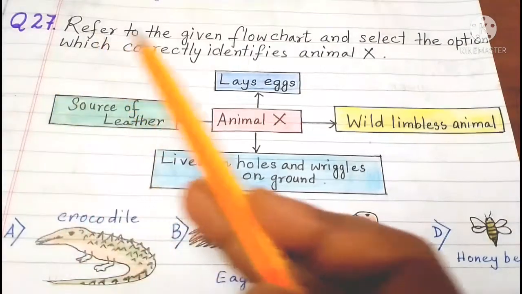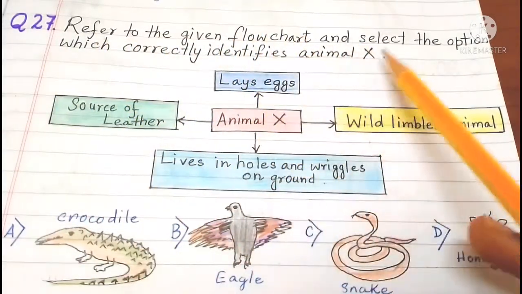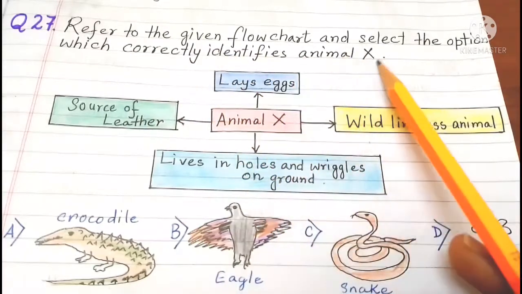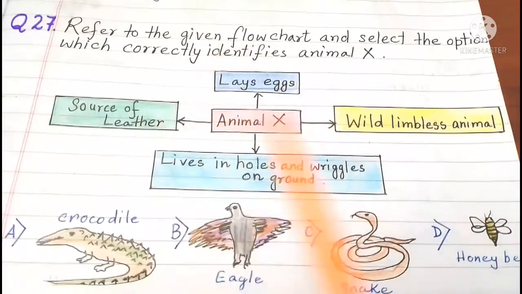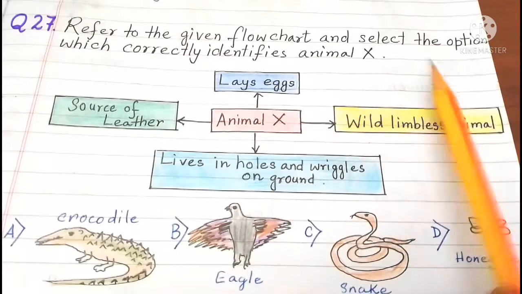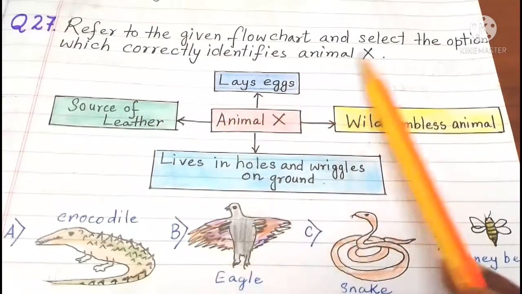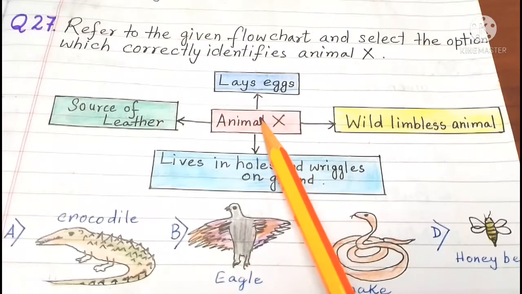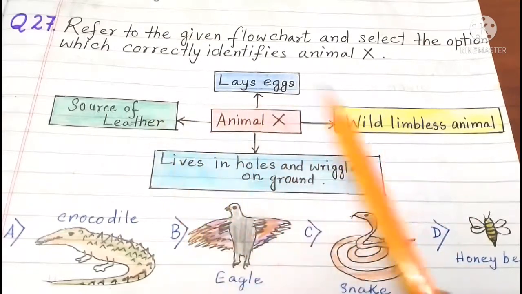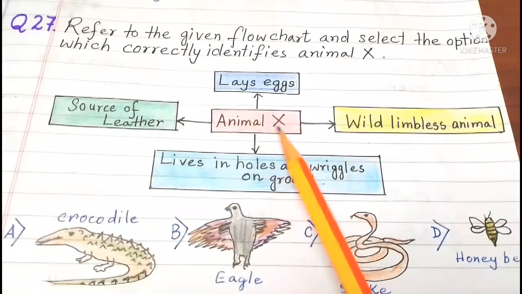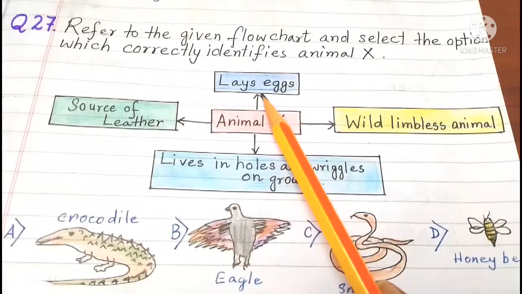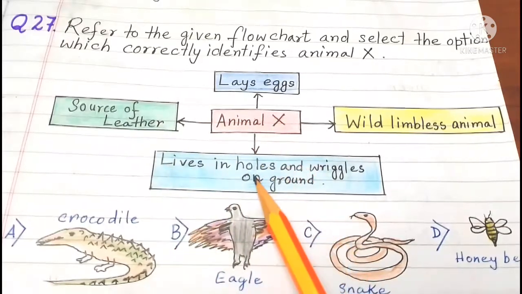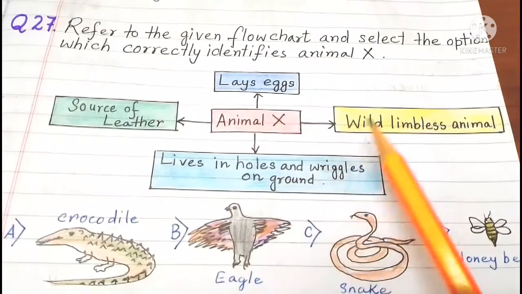Question 27. Refer to the given flow chart and select the option which correctly identifies animal X. This is the flow chart. What is X? There is a lot of information given over here about X. So X lays eggs. X is a source of leather. X lives in holes and wriggles on ground.